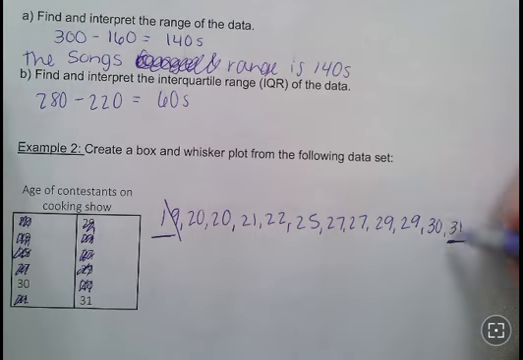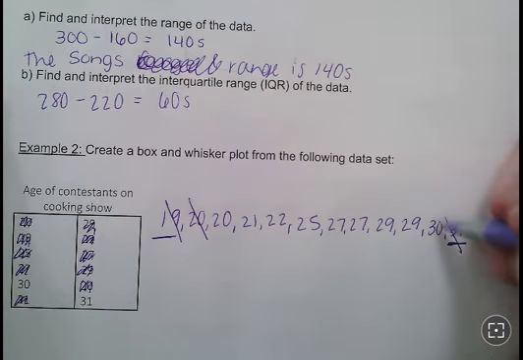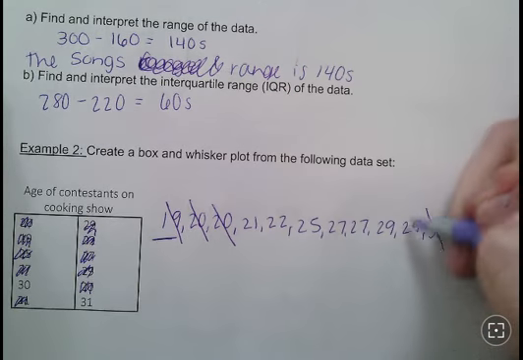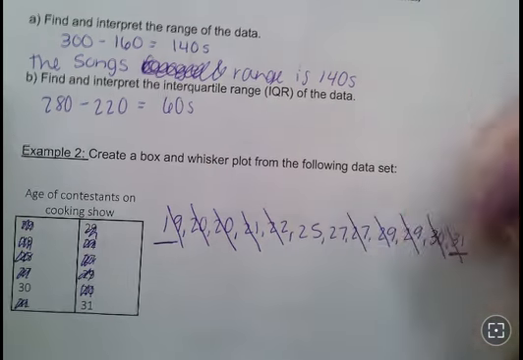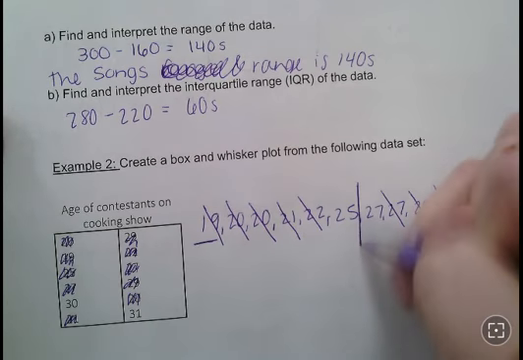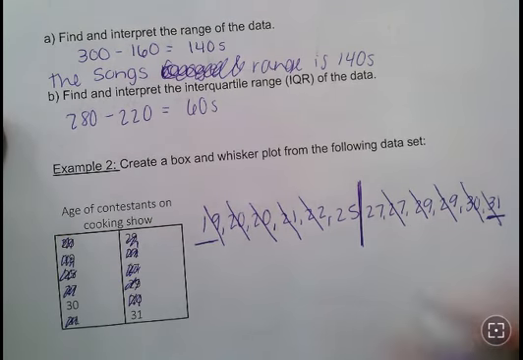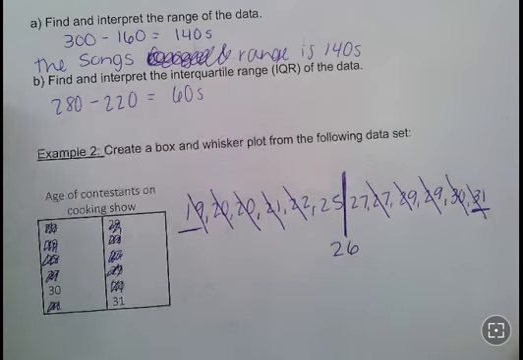So that goes away, that goes away, that goes away, and so on. Okay, so the median is going to fall in between there. Halfway in between 25 and 27 is 26, so that's the median.